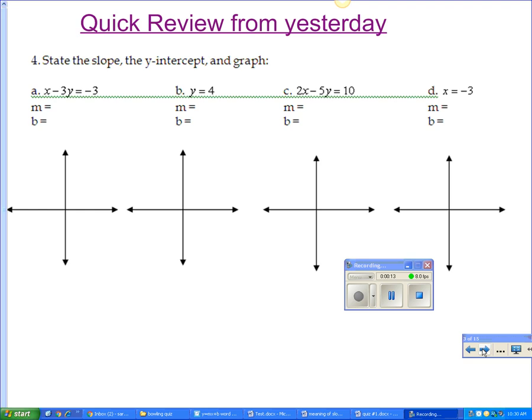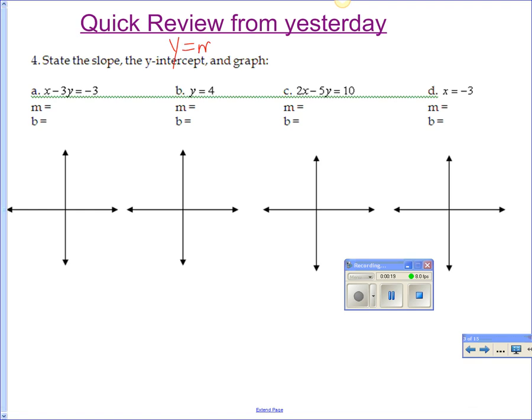So on this first one, x minus 3y equals negative 3. It has to be in y equals format before you can do anything. So I'm going to draw my line and circle y. I know it's really small on your paper. Just do your best. Draw a line and circle y.